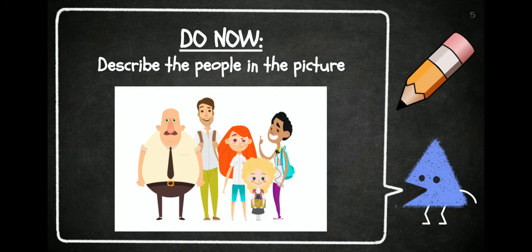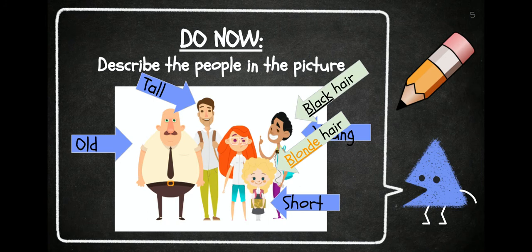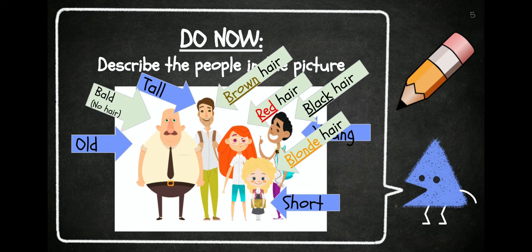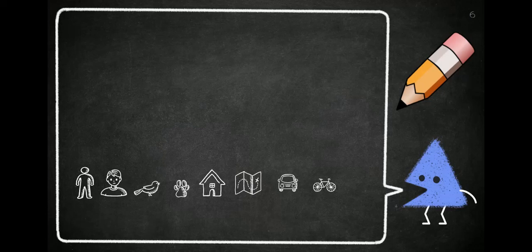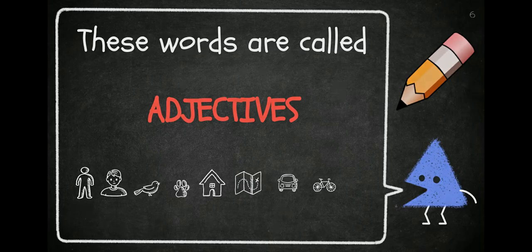Now, some of the words that you might have used to describe these people could be old, young, tall, or short. If you focus on their hair, perhaps you said blonde hair, black hair, red hair, brown hair, or bald if you have no hair. All of these words describe these people. These words are called adjectives.